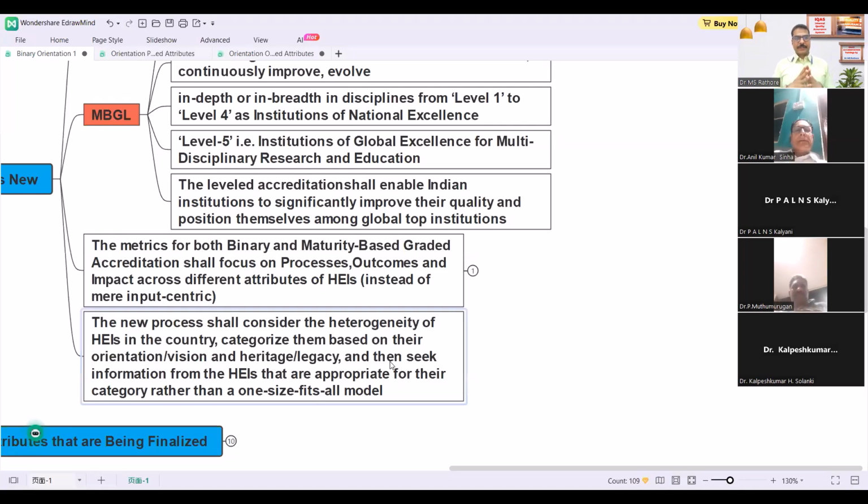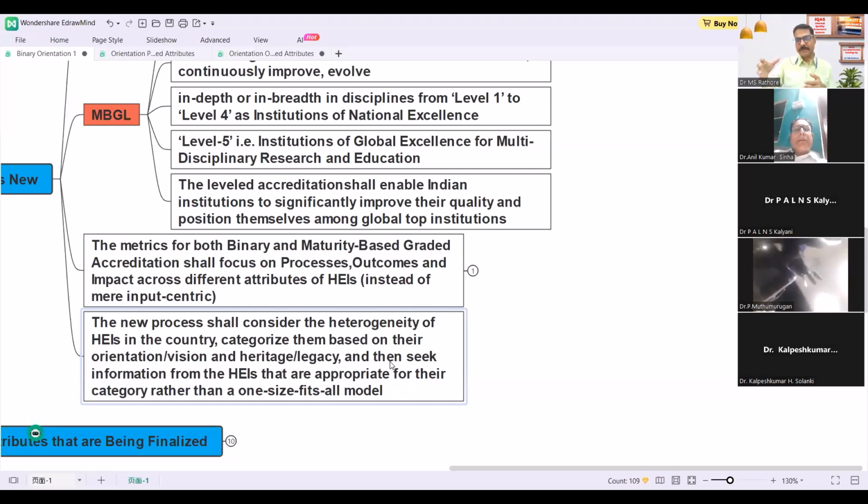Then this new process shall consider the heterogeneity of the HEIs in the country, categorizing them based on their orientation or vision and heritage or legacy. You see, there are 50,000 institutions, and the location of the institution is also a challenge. A few institutions are located in far remote locations. And what the current system, RF, is, is one system fit for all. Some attempts were made over the period of 7 years in the revised accreditation framework, but this process was not considering that. But in the newer system, the heterogeneity of the HEIs and its categorization would be there.